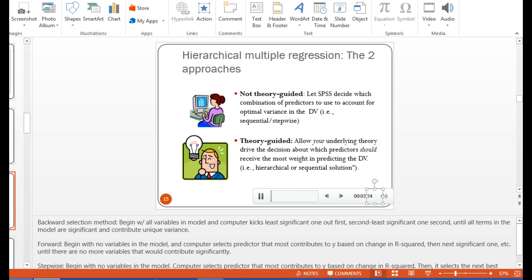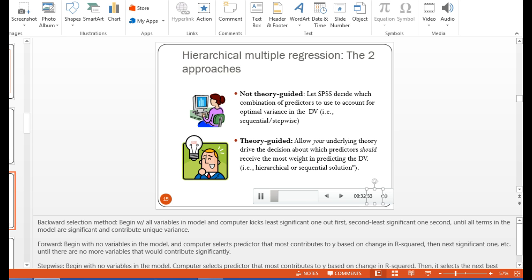So I'm going to insert here a quick side trail before we actually do a hierarchical analysis. There are two ways to do a hierarchical regression. The first one is not theory guided at all. We let SPSS decide which combination of predictors to use to account for the optimal variance in the DV. There are different ways to do this.